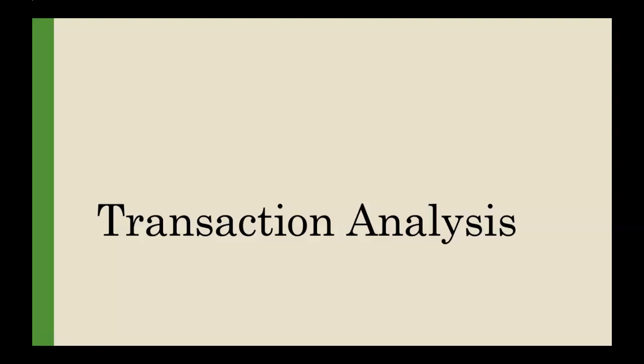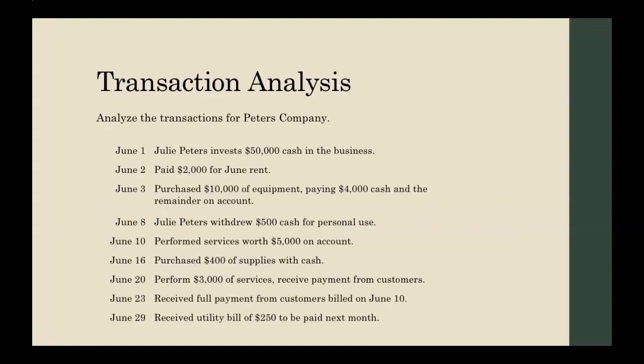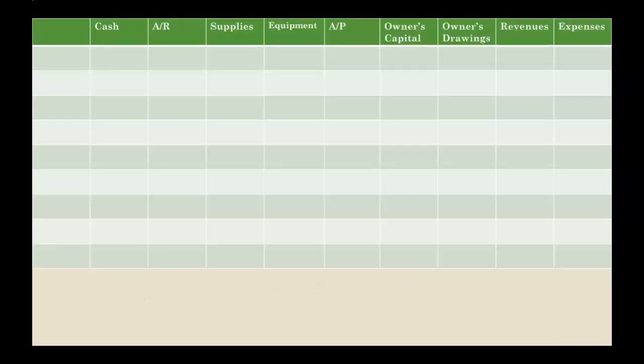Let's work through a transaction analysis example problem. So we need to analyze this long list of transactions for Peter's company. There's a list here of some transactions. We're going to go through and figure out which accounts are affected and whether they're increasing or decreasing, and then by how much. So we set up this table with all of the accounts that will be affected in these transactions. We have cash, accounts receivable, supplies, equipment, accounts payable, owner's capital, owner's drawings, revenues, and expenses.